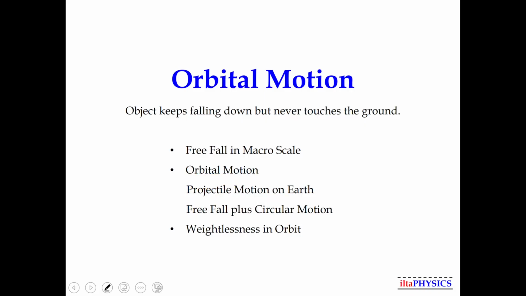Then, to analyze it more precisely, we'll derive several physical equations related to orbital motion using the relationships between free fall and circular motion. Finally, we'll think about the weightlessness that occurs during orbital motion. So, let's begin by reviewing some basic concepts that we need in order to understand orbital motion.